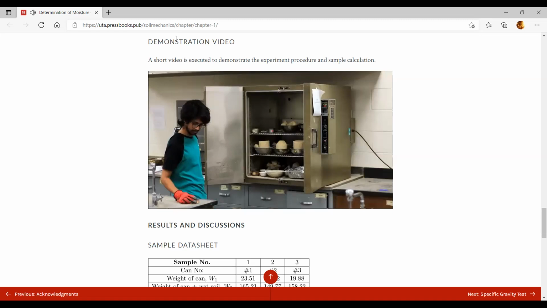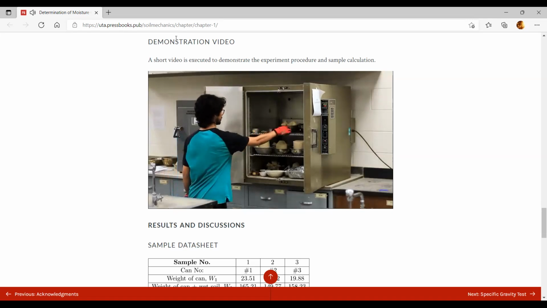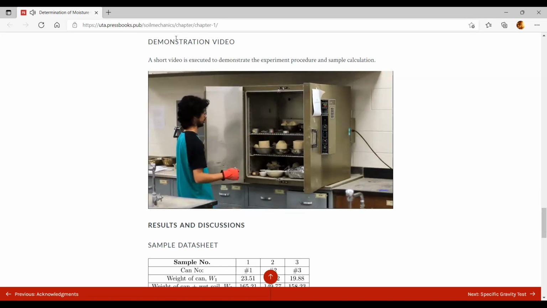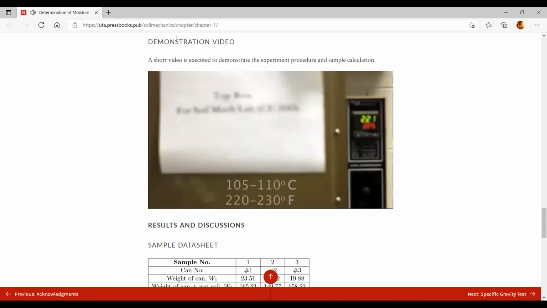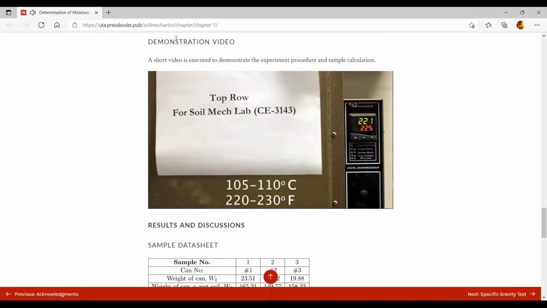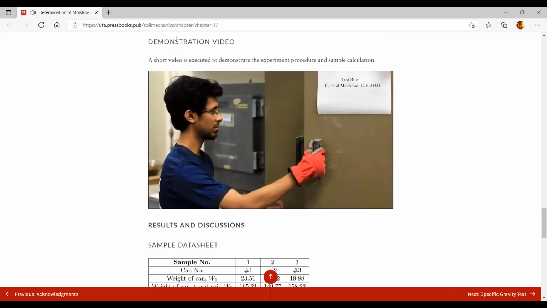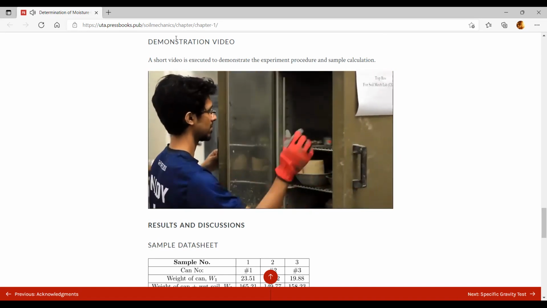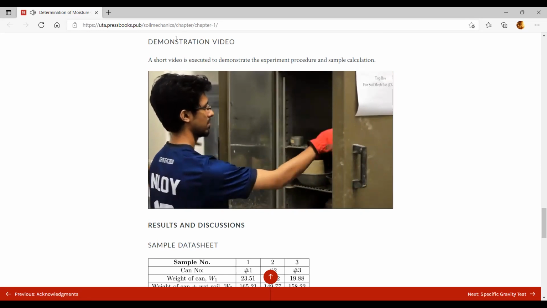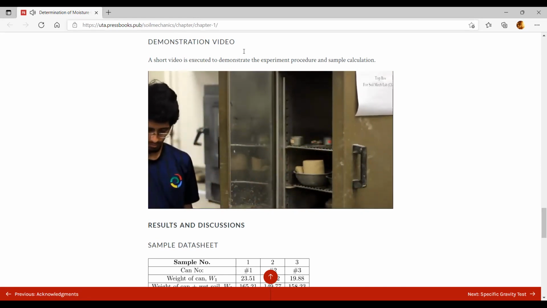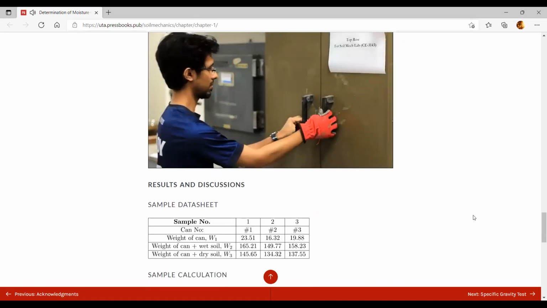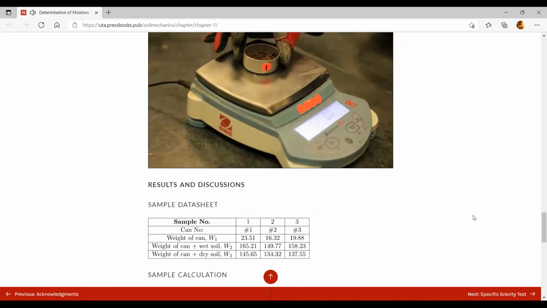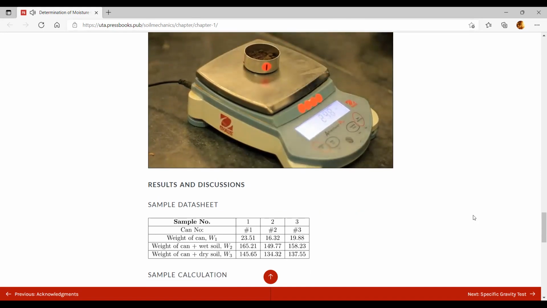Keep the container in the oven for 24 hours, allowing the water within the soil to evaporate. Set the temperature of the oven between 105 to 110 degrees Celsius. After 24 hours, the soil will be completely dry. We take out the container carefully. Record the final constant weight of the container with dried soil sample.